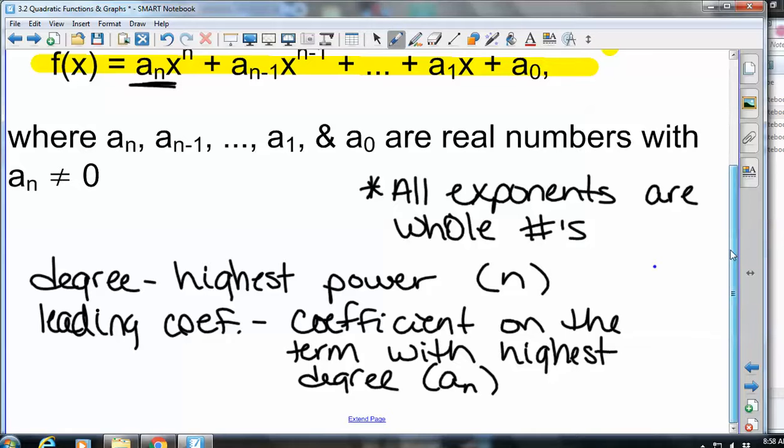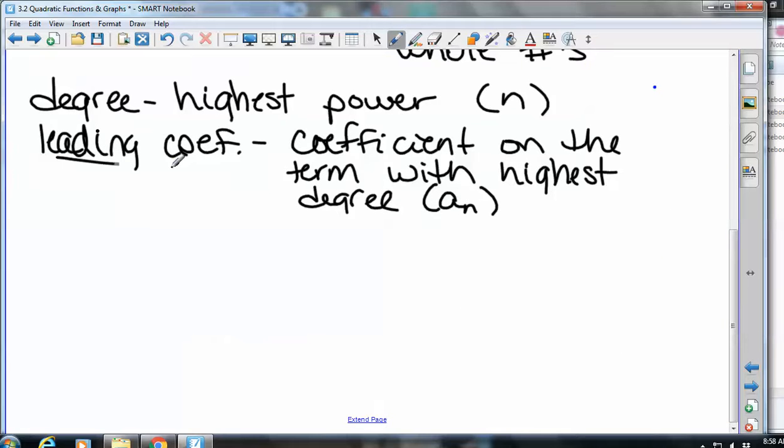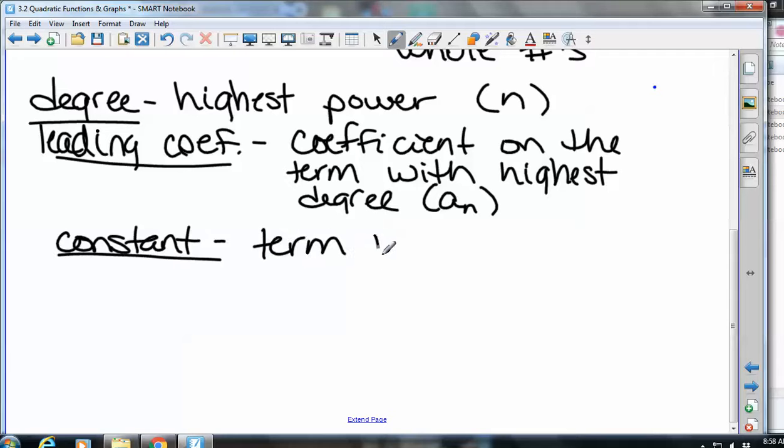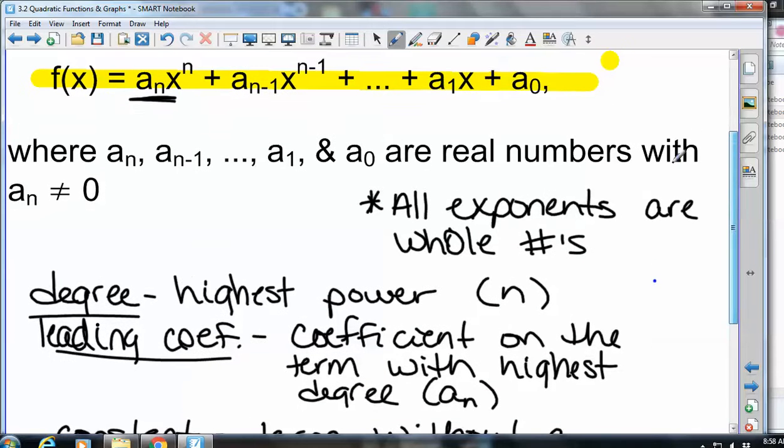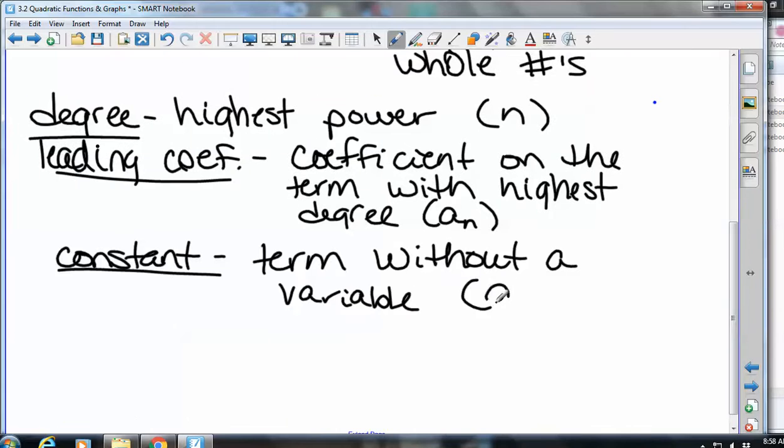All right, the constant is the term without a variable. So if you look at what we wrote down, that would be my a sub 0. It didn't have a variable with it.